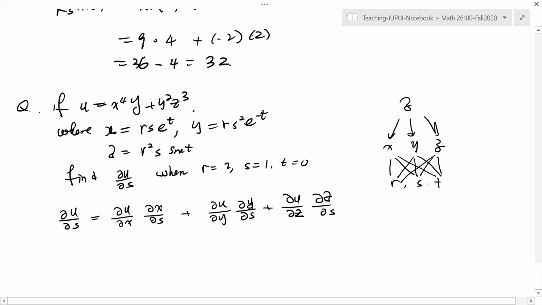Okay, so this is the formula you're going to use. If there's only two intermediate variables, then you only have two terms. If you have three variables, x, y, z, then you have to have three terms. If you have more than three, say four variables in the middle between z and the r, s, t, then you should have four terms.